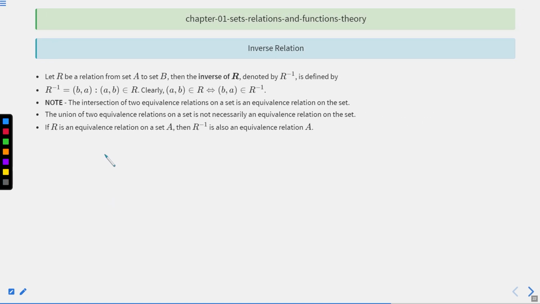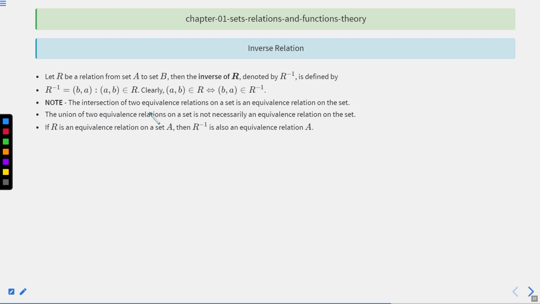Now, what is inverse relation? Let R be a relation from set A to set B, then the inverse of R, denoted by R inverse, is defined as follows: suppose R is (a, b), then R inverse is (b, a), such that (a, b) belongs to R. Clearly, (a, b) belongs to R implies (b, a) belongs to R inverse, right?